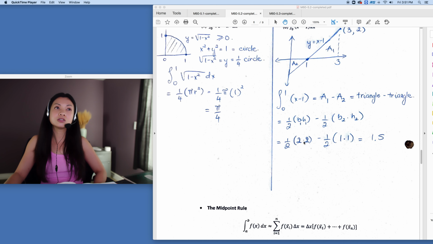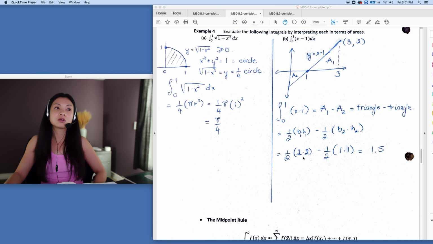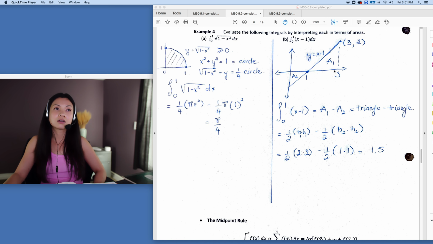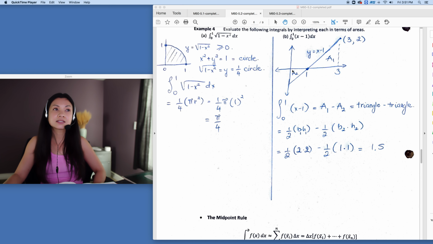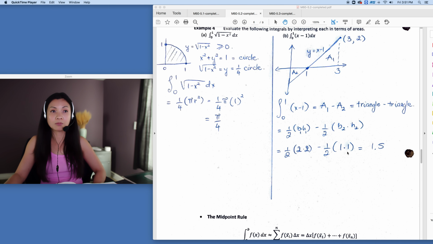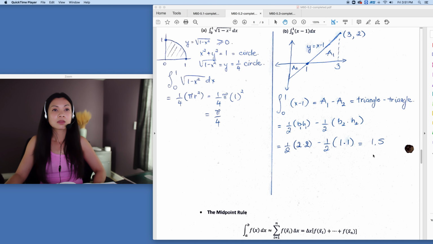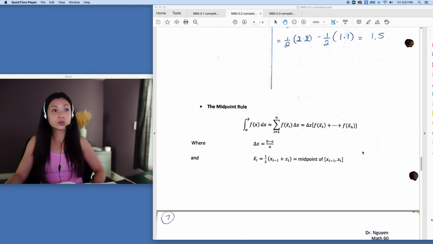And then I just use base and height, and that's how I got the formula, and that's how I plug it in, and that's how I got the number. Okay. All right, midpoint rule.